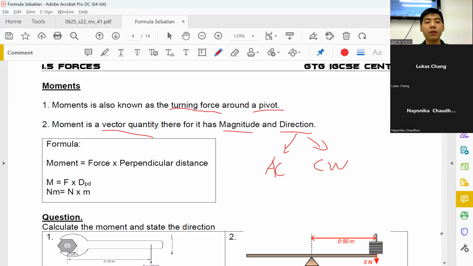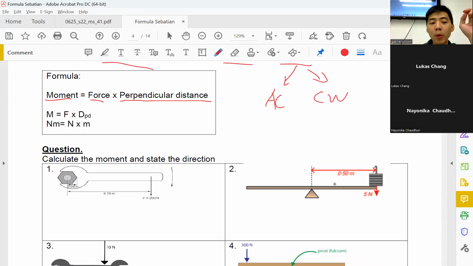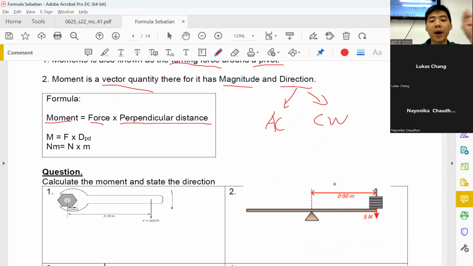Magnitude is obviously just the number in front. Formula-wise, moment is force multiplied by perpendicular distance. Guys, pay attention. Whenever we talk about moments, the distance must be perpendicular to the force. If this is the force, this will be the distance. You'll notice that they are always perpendicular to each other, and the distance is always to the pivot only. It will not go anywhere else. It must be force to the pivot, not force to force or force to something else. From here the formula is going to be force times distance.